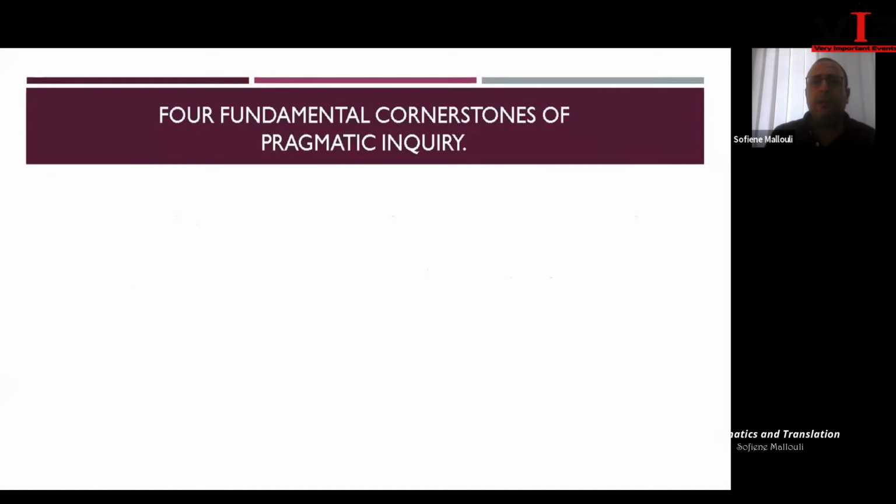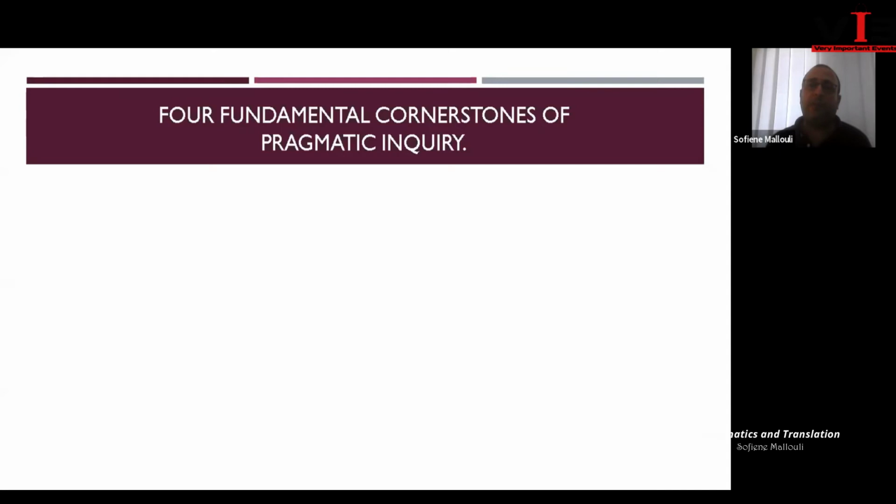So after looking at the dictionary definitions, the scholarly definitions, and after comparing pragmatics with the areas of linguistics that you know, namely semantics and syntax, we've come out so far with an idea that pragmatics is different from the other areas of linguistics. It's not a sub-discipline of semantics or syntax.